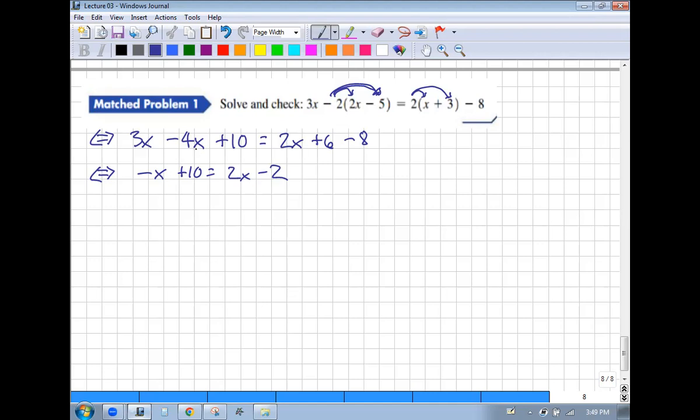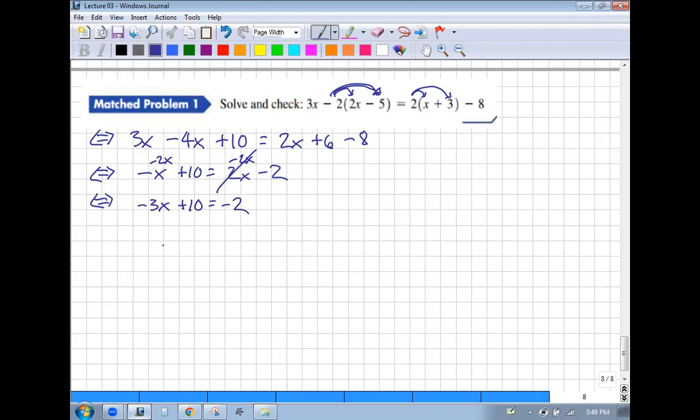All right, so we collected the like terms. We want to get all the x's to one side or the other, right? We got some x's here, we got some x's here. Let's get rid of these x's. So we will subtract 2x from both sides. All right. So minus x minus 2x is a minus 3x.